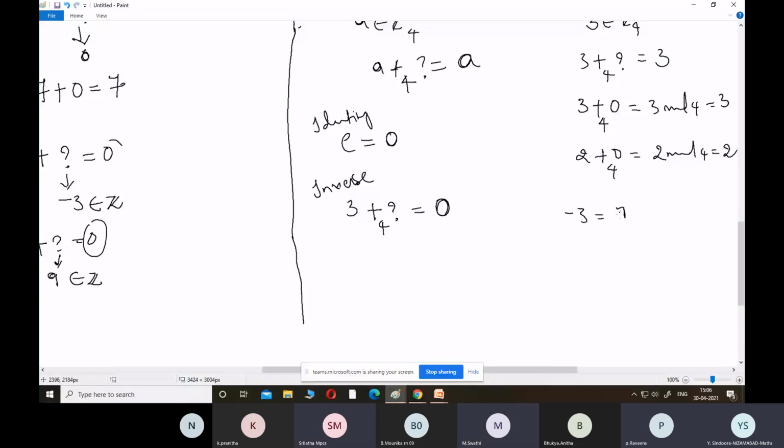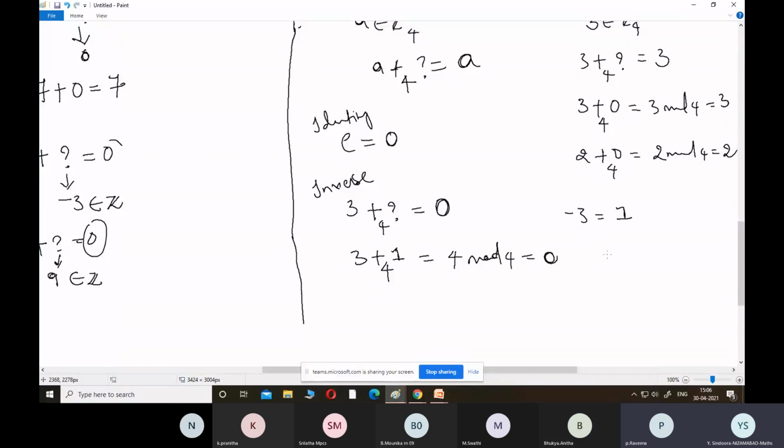Why? Because 3 added with 1 and taken modulo 4: 3 plus 1 is 4, and 4 modulo 4 is 0 for us, right? So what is minus 3? Minus 3 is equal to 1 for us.